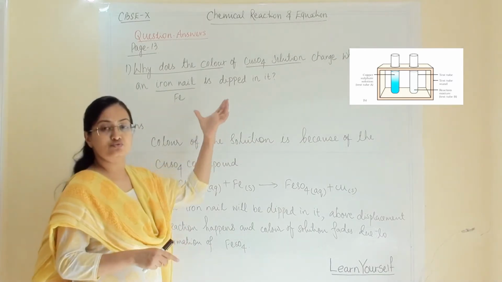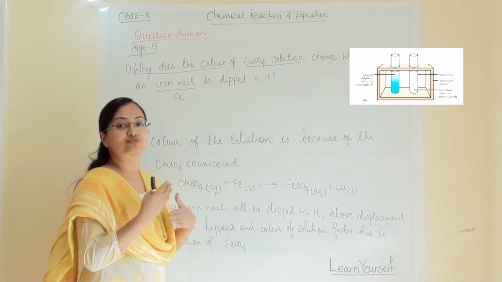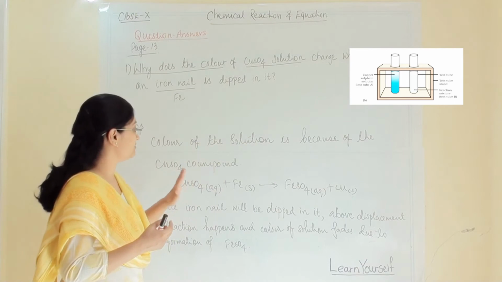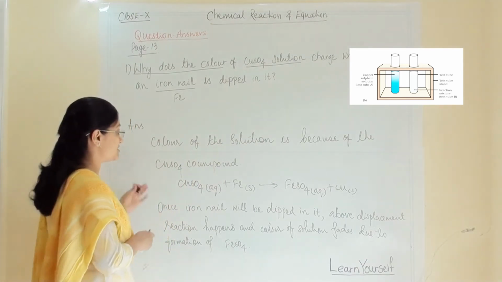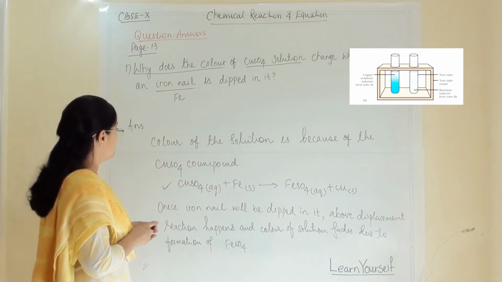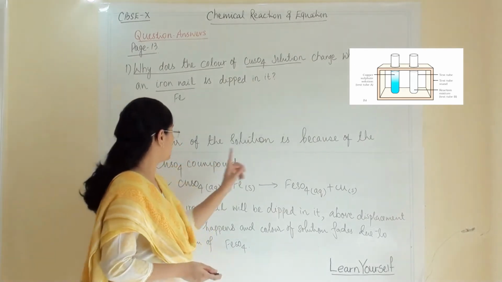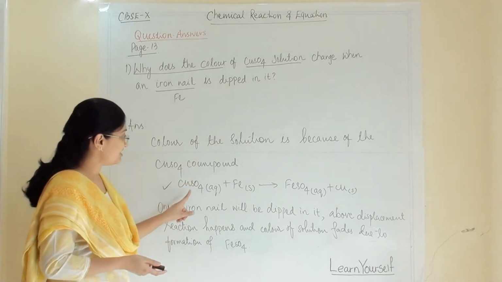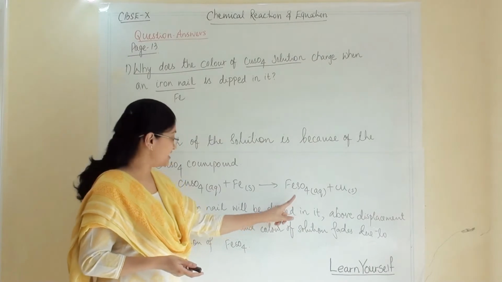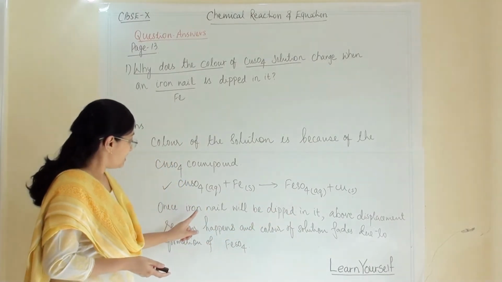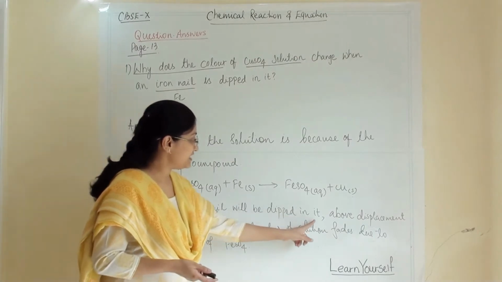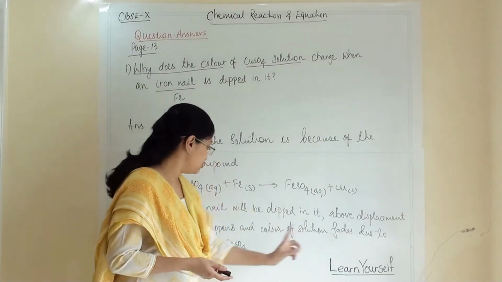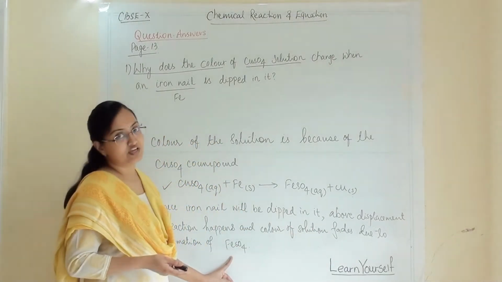If they ask you to draw it and explain, then you have to draw these two test tubes as I have shown in the figure. Otherwise you can write this, but the equation is very important to mention. So the color of the solution is because of the CuSO4 compound, or you can write copper sulfate compound. Then you have to mention this displacement equation, and then once the iron nail is dipped in it, the above displacement reaction happens and the color of the solution fades due to the formation of FeSO4.